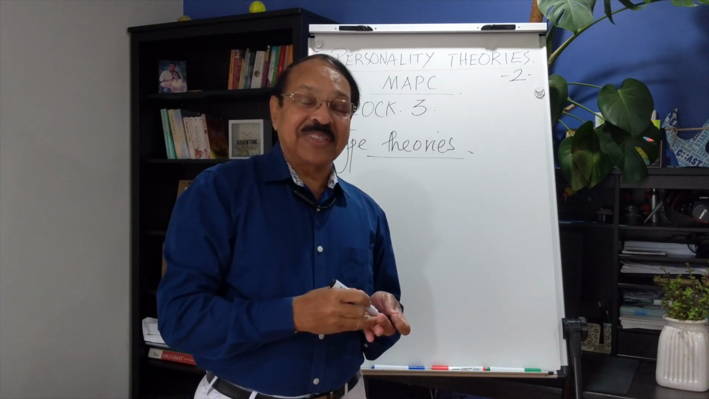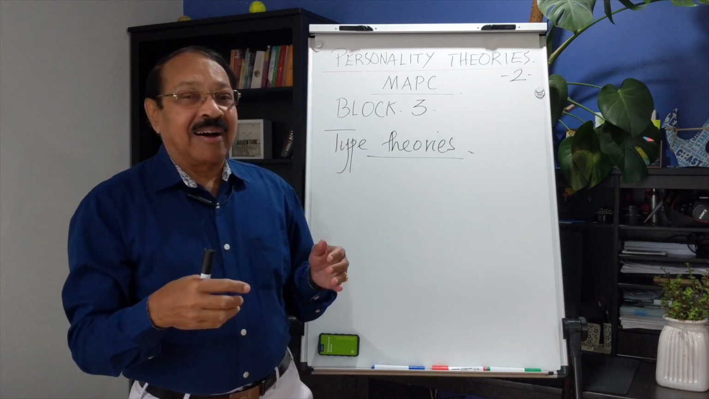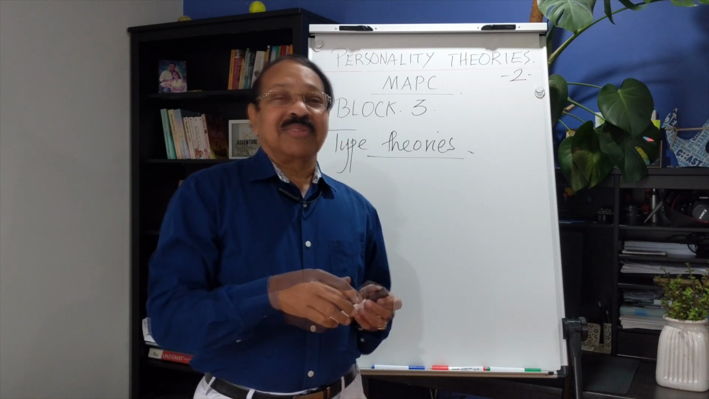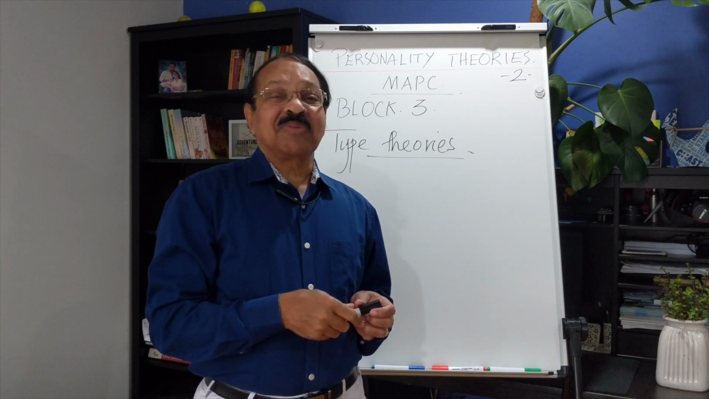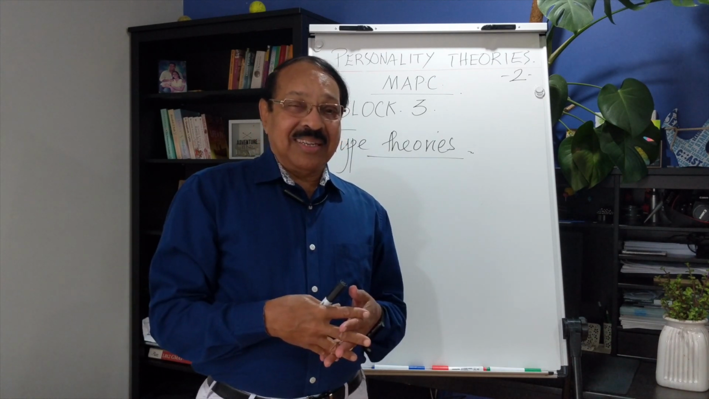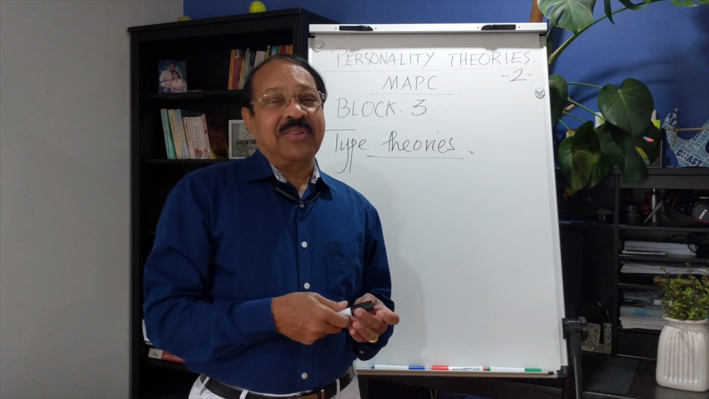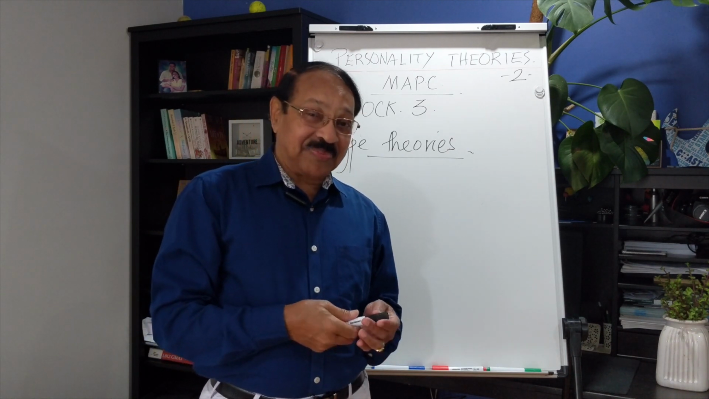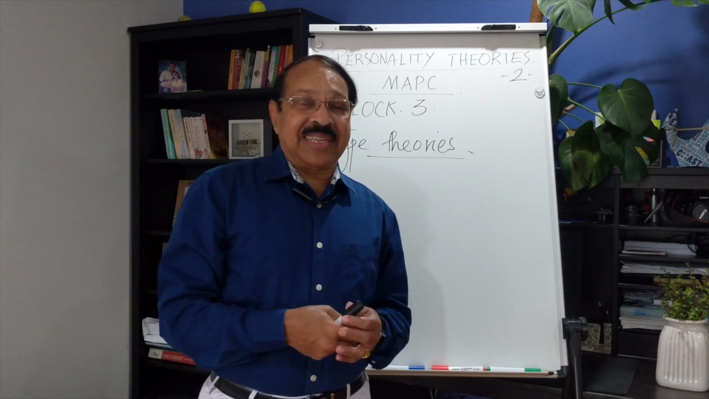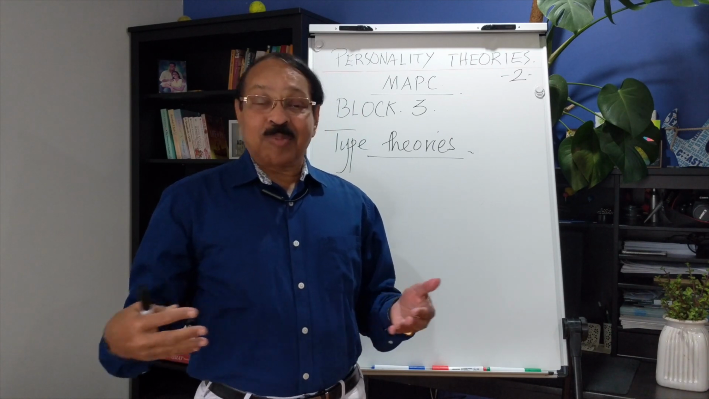Type theories of personality are based on body type as well as fluid type in our brain. Hippocrates, the ancient physician, classified persons based on their blood: sanguine, choleric, phlegmatic, like that. Based on these characteristics within the body, the individual's personality may change, he believed. Then came the classification of Kretschmer, similar, a body type classification. He classified people as asthenic, athletic, and dysplastic.